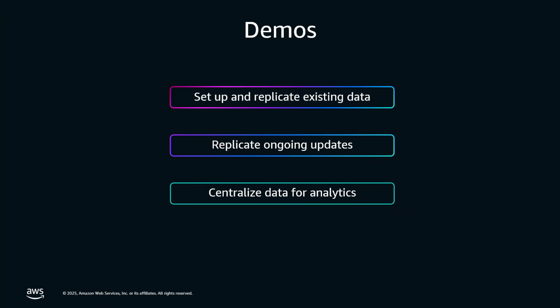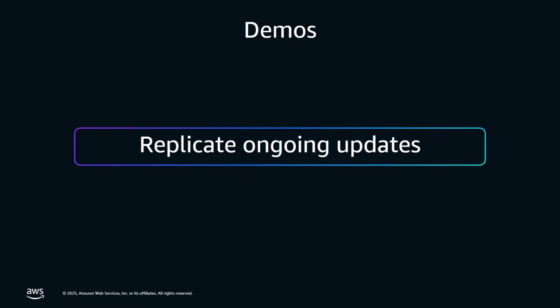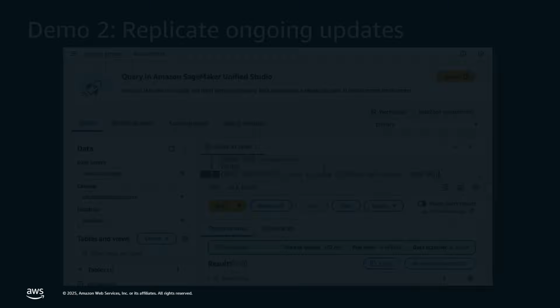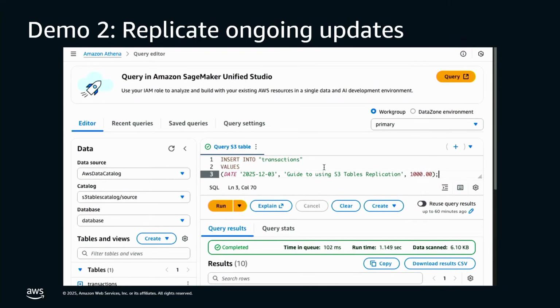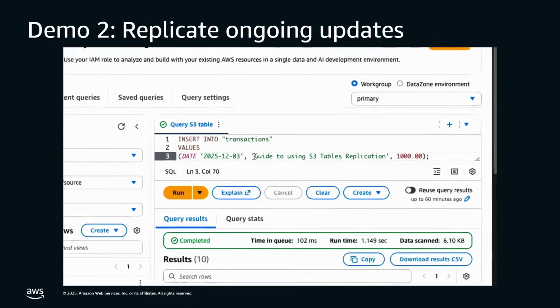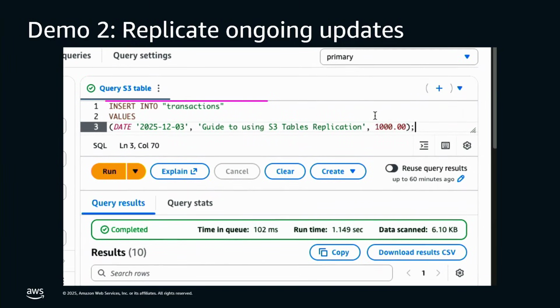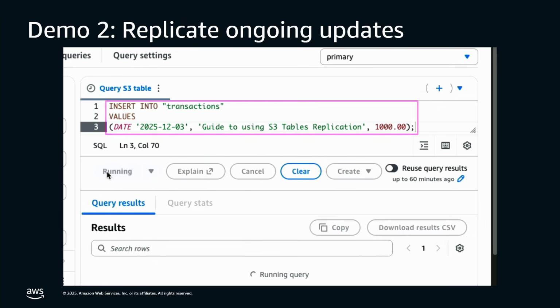So now let's go and see some other case. Our application is being used by our customers, and now they are actually creating more updates. Let's see how to replicate those updates. So we'll simulate exactly that scenario. We'll insert one record in Amazon Athena in the source table. So let's go and do it. We'll insert a guide to using S3 Tables replication. Why not? As you will see, this will be automatically replicated.